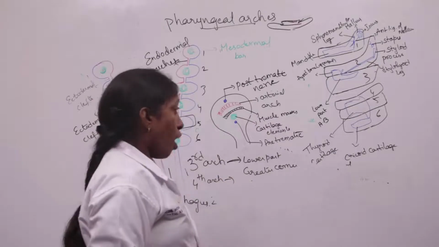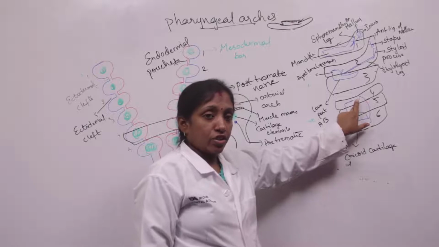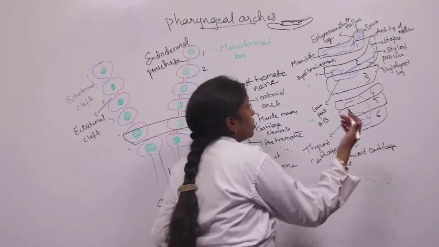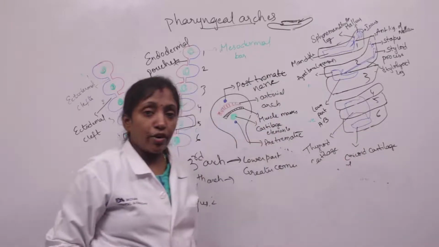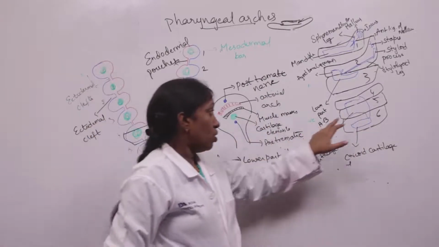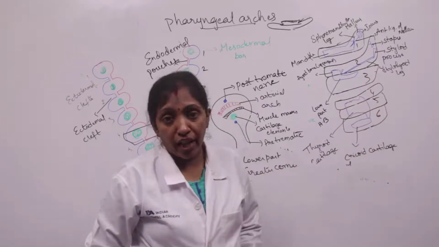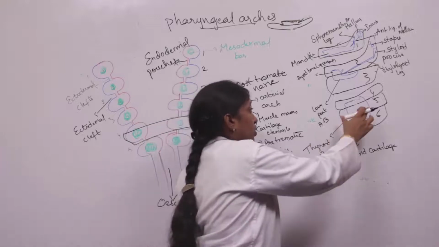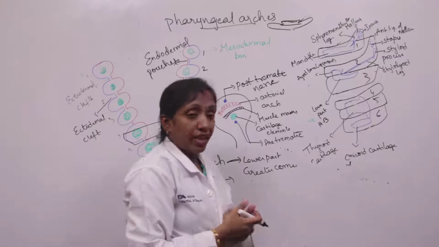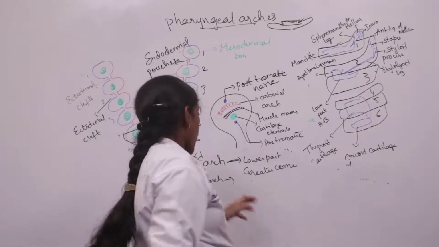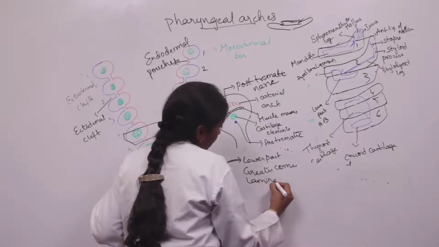The fourth arch forms the thyroid cartilage. Sometimes in some books, the fourth and fifth arches together form the thyroid cartilage, the lamina of the thyroid cartilage. Sometimes the fifth arch disappears and the fourth arch alone participates in the formation of the lamina of the thyroid cartilage. So anyhow, the fourth arch forms the lamina of the thyroid cartilage.